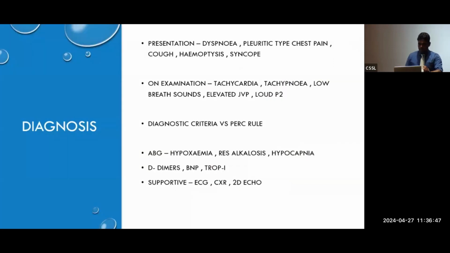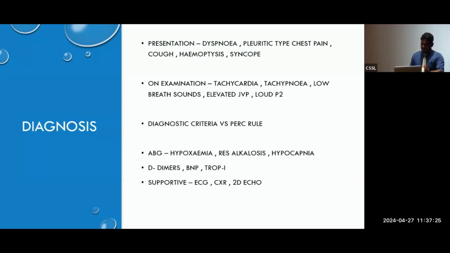Okay. So as I said, the presentation could be non-specific. The patient can present with dyspnea, pleuritic chest pain, cough, hemoptysis, syncope. On examination, you will find the patient is tachycardic, tachypneic, with reduced breath sounds on the affected side, elevated JVP due to right heart failure, and a loud P2, right? As in DVT, we have diagnostic scoring systems here. We apply those, I'll come to that later.